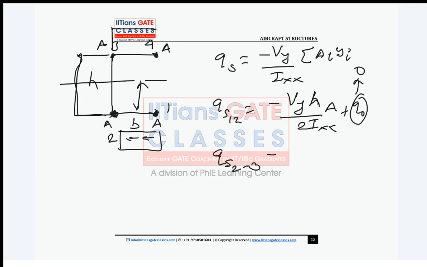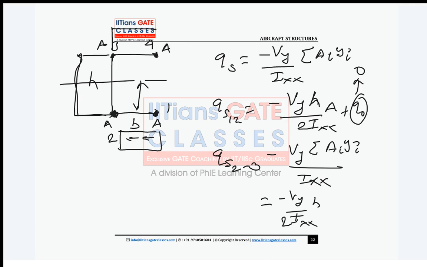Minus Vy sigma Ai y upon Ixx. Okay. So guys, here you can write minus Vy upon Ixx, then again the moment arm is h by 2, so h by 2 into area A, then the previous shear flow q naught. So in this case q naught is what? Your q 1 to 2, and that will be added, so you will get double of this.